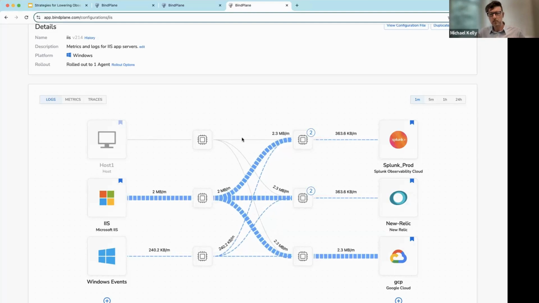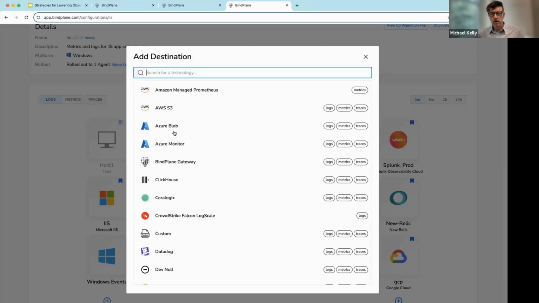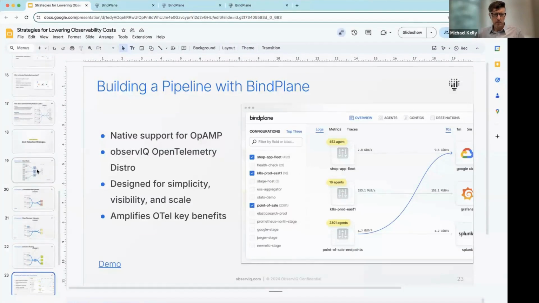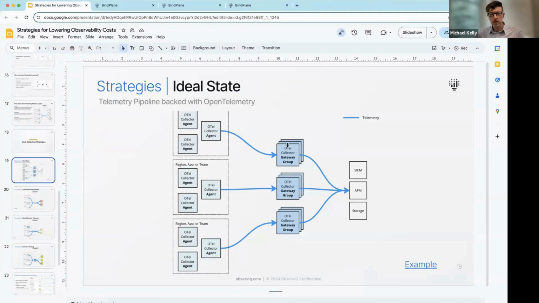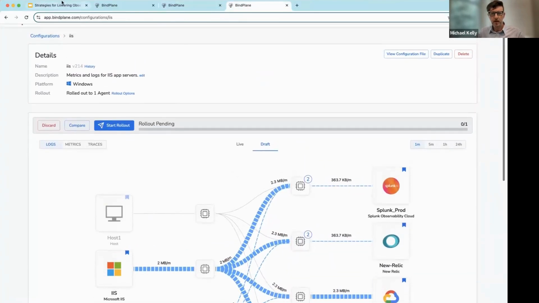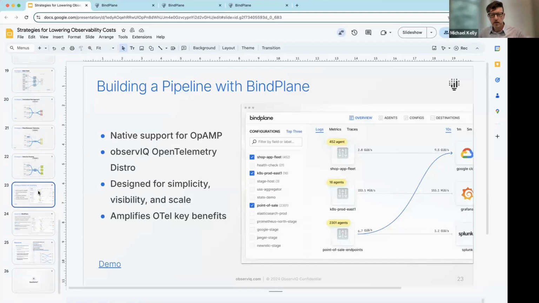There are many other options for reducing. In this case, we're sending it directly to these destinations. We can reroute this and send it instead to a gateway. So gateway is available here. Choose this. And this would replicate more closely what you're seeing here, going from a collector to a gateway and then to the end destination. And that can all be done with a few clicks. So that's the quick overview of the key areas where you can reduce costs with OpenTelemetry and Bindplane.